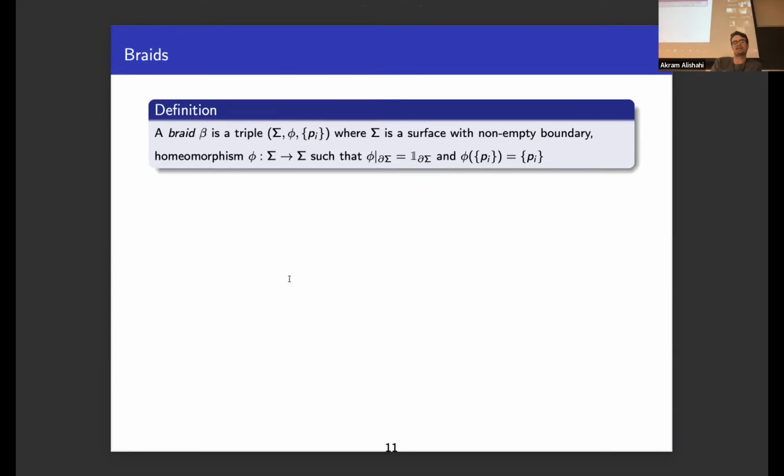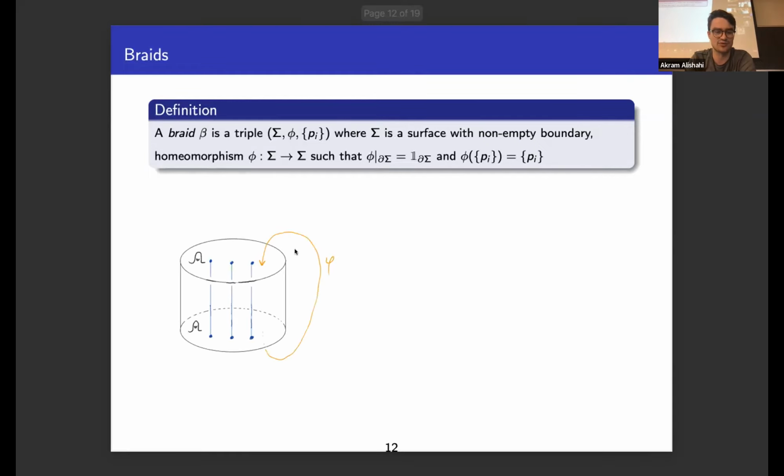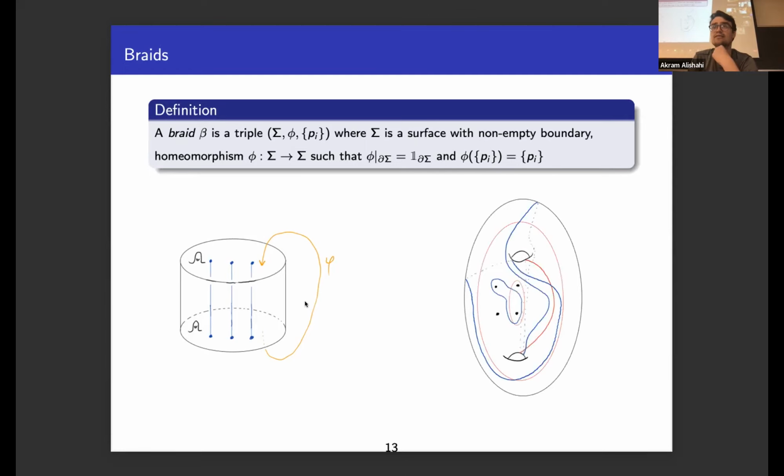For us, a braid is a triple consisting of a surface, a diffeomorphism, and some points, where the diffeomorphism fixes the boundary pointwise and permutes the points. I like this picture of it: I've taken the surface and thickened it and drawn arcs corresponding to the points, and I imagine gluing the top of the thickened surface to the bottom. When you do this, you can construct nice Heegaard diagrams of the type shown on the right.